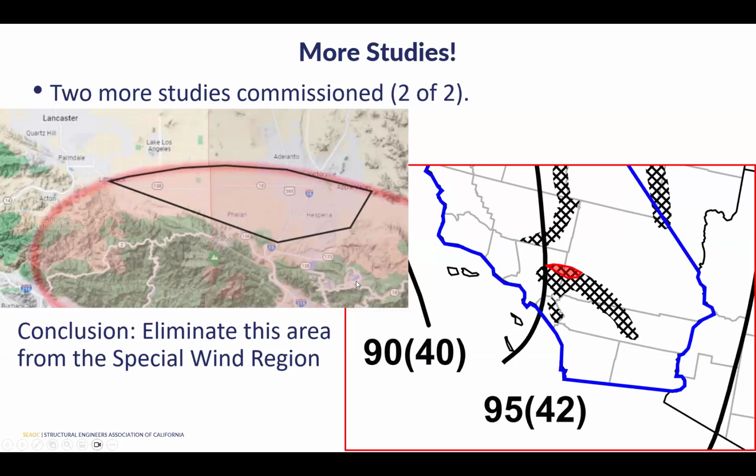They're kind of going up the mountain. So they don't accelerate like they do on the other side of this special wind region. So we believe there's enough data here to justify cutting out this notch.